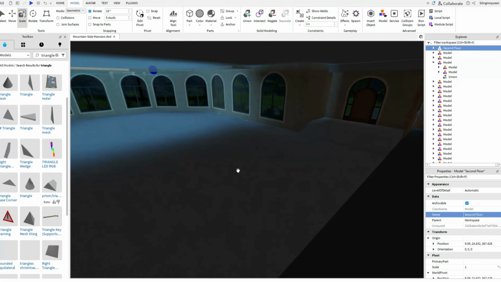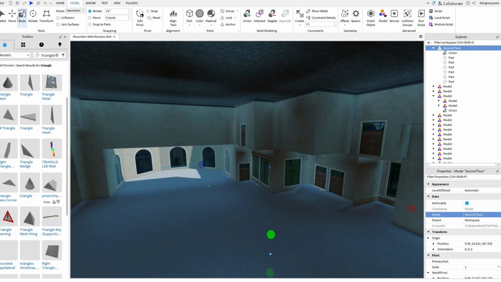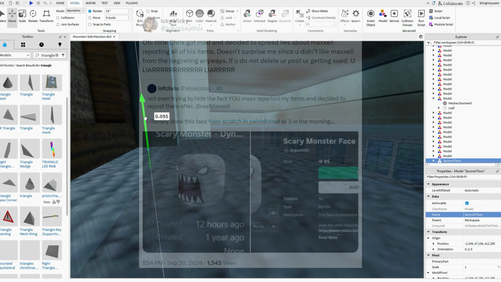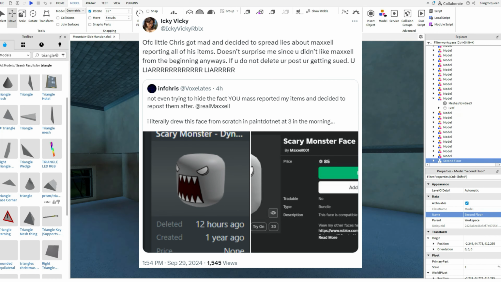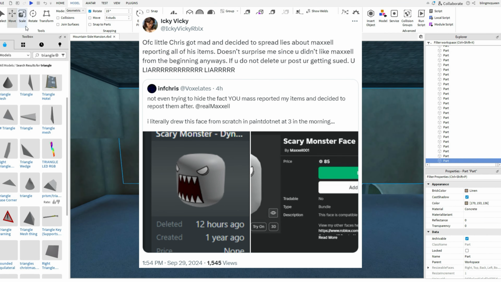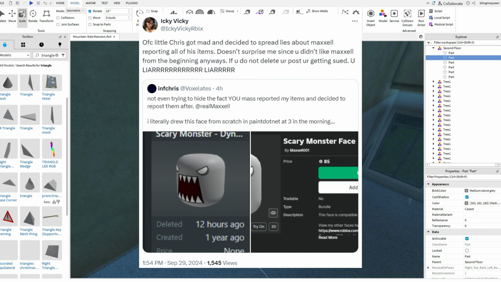She replies to Chris stating, "Of course little Chris got mad and decided to spread lies about Maxell, reporting all of his items. Doesn't surprise me since you did not like Maxell from the beginning anyways. If you do not delete your post, you're getting sued."